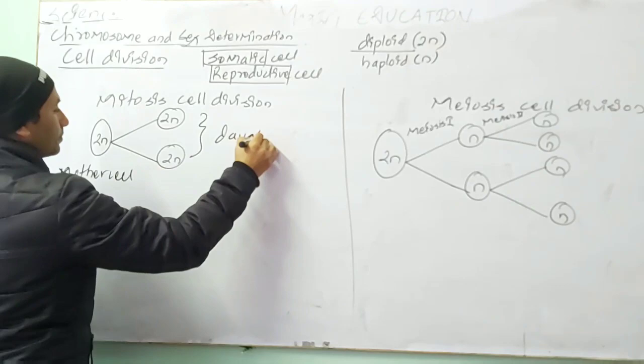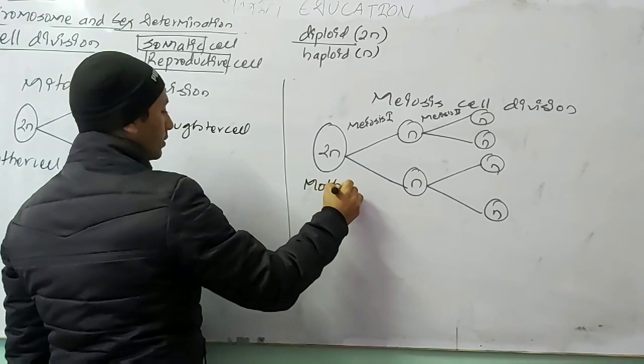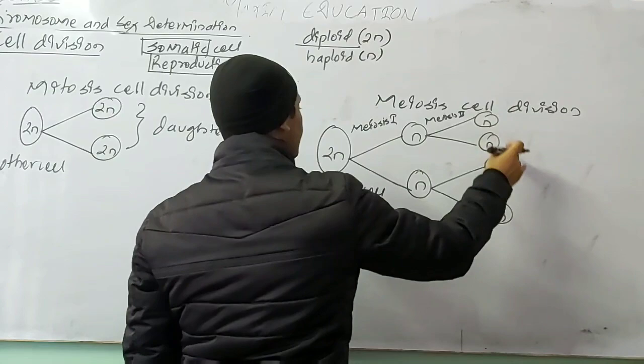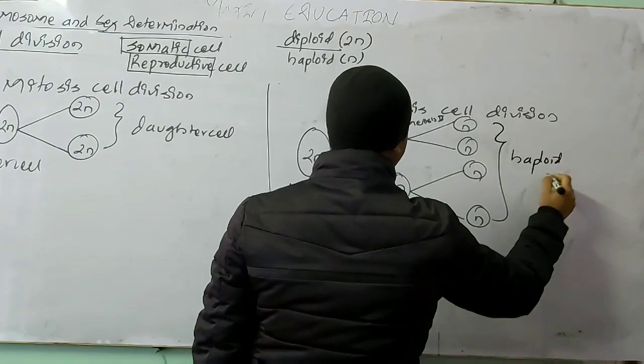And here, a mature diploid mother cell first divides into haploid daughter cells, or meiosis first, and then divides into four haploid daughter cells. Haploid daughter cell. This is diploid.